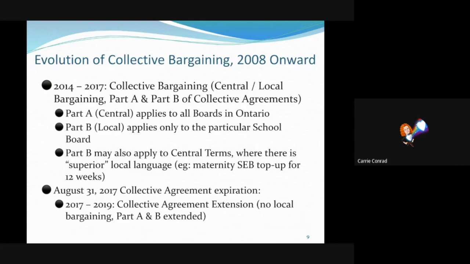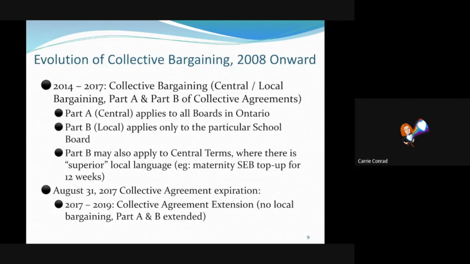What ought to have been the commencement of the next round of local and central bargaining resulted in what has been referred to as collective agreement extensions. During this process, there was no local bargaining. The terms of the Part A and the Part B of the collective agreement essentially extended to August 31st, 2019, with some agreed upon items, again, of a monetary primary value, with the provincial bargaining units, the school board association, and the Crown.